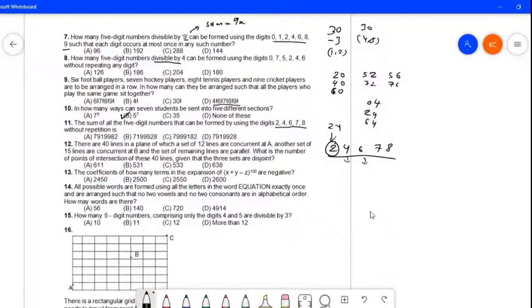Question number 11, sum of all, okay, sorry, 12. There are 40 lines in a plane of which a set of 12 are concurrent at A, set of 15 lines are concurrent at B, set of remaining lines are parallel. What is the number of points of intersection of those 40 lines? Okay. So concurrent at A, 12 lines are going through. Then they have given that at B 15 lines are going through. Okay, and remaining lines are parallel, so 13 lines are parallel.